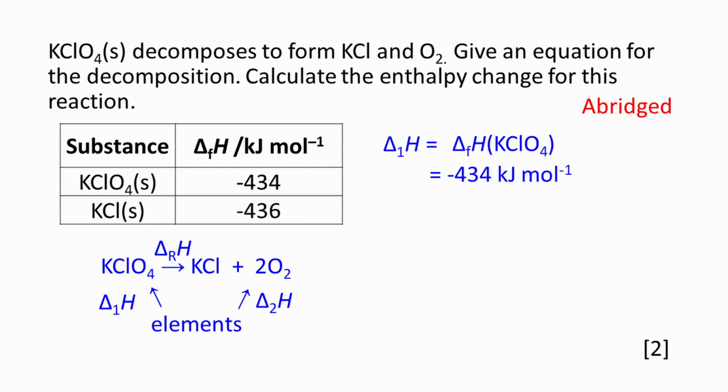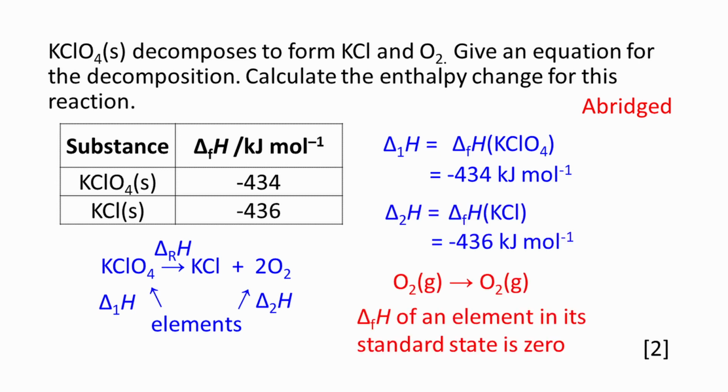Delta RH is the enthalpy change for the decomposition reaction. Delta 1H shows that 1 mole of KClO4 has been formed from its constituent elements, so this is equal to the standard enthalpy of formation of KClO4. The value for this enthalpy change is given in the table, minus 434 kilojoules per mole.